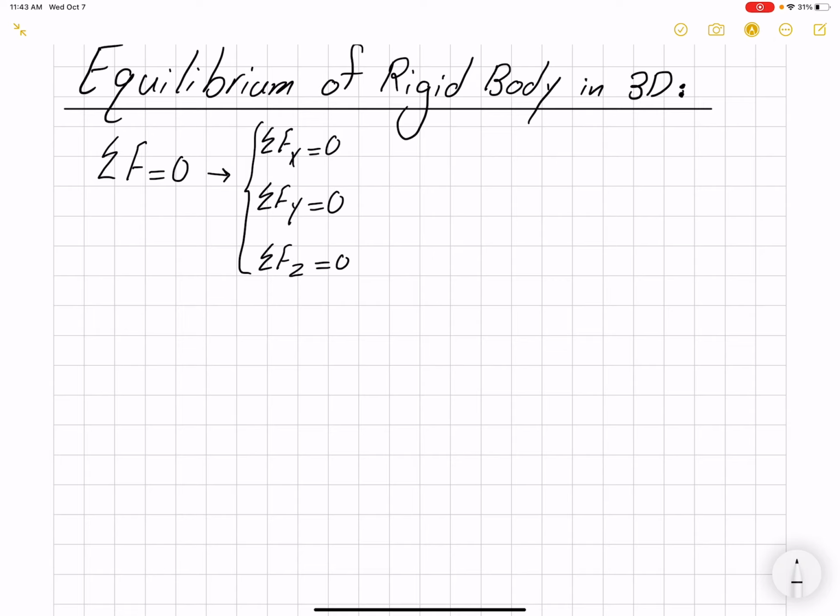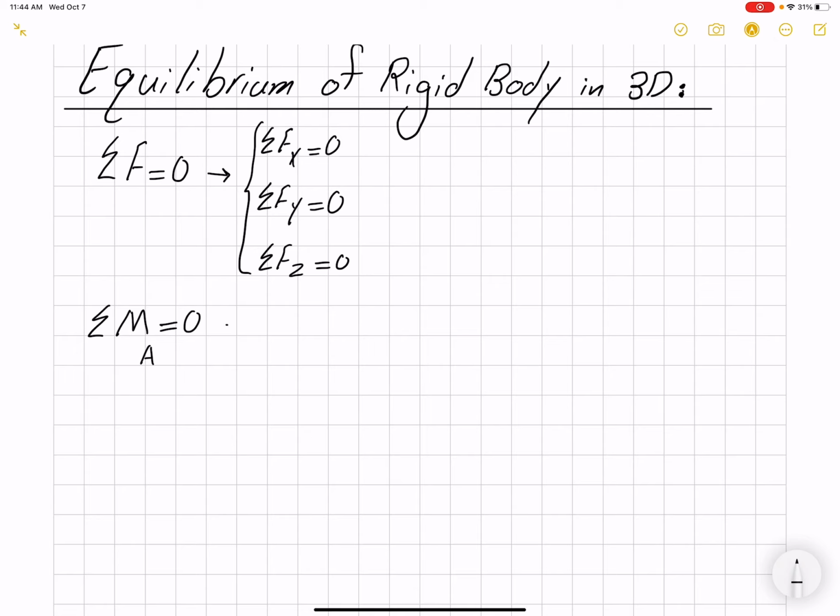Because it's a rigid body, dimension is not neglected, so summation of moment would be 0. We can write a moment equation about any point, but we usually select a point where there are a couple of forces applied, to make our moment equation simpler.